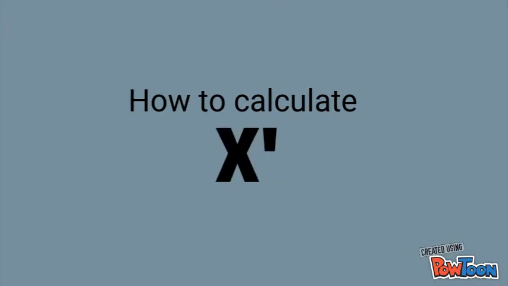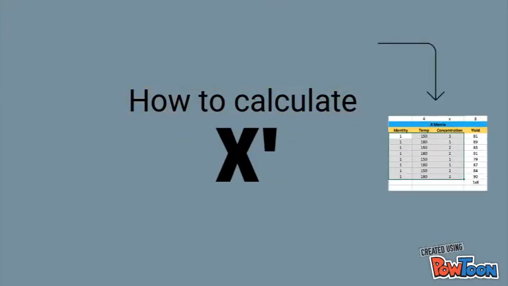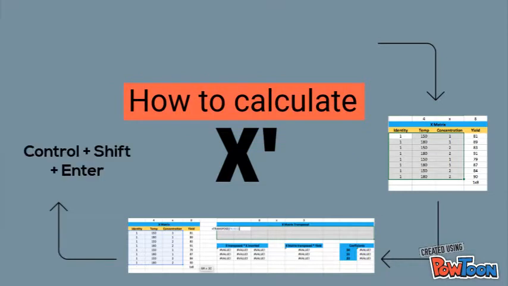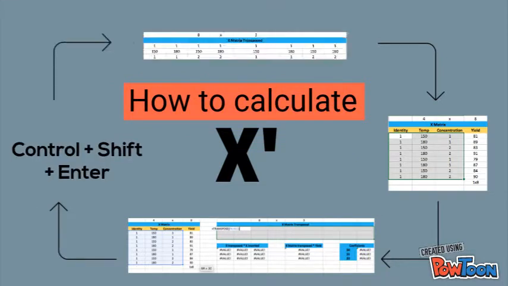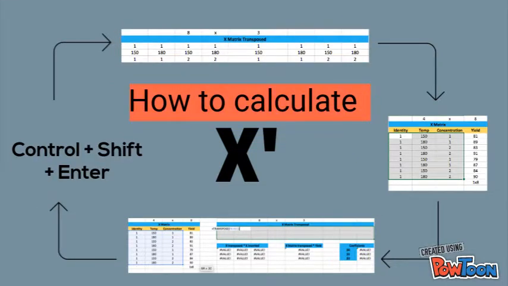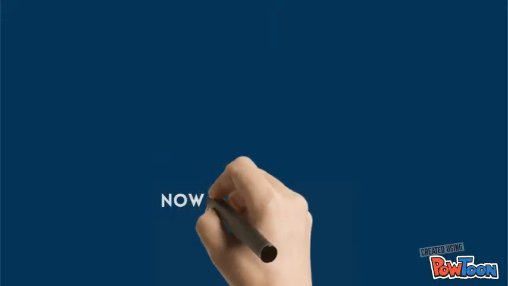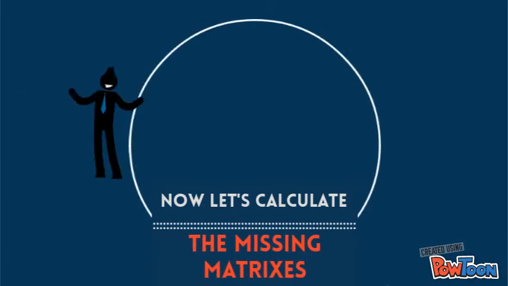In order to get the X transpose, the data we'll be using is the identity column and the two natural variables as well. Due to the matrix being a 3 times 8, we separate a space of 8 times 3 and use the transpose formula from Excel. Select the X matrix and hit Ctrl Command Shift and Enter at the same time. Now let's calculate the missing matrices.